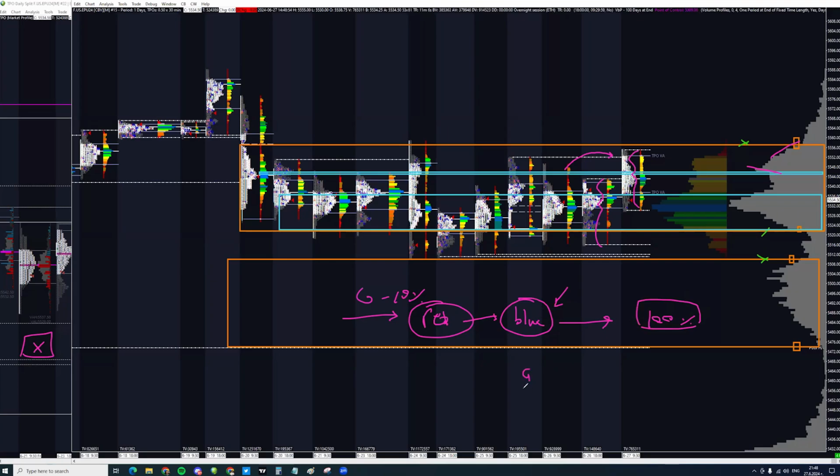Anything close to blue, green, or blue is very heavy volume. So I'm interested in very heavy volume because it shows us imbalance. Now, I'm not interested in very heavy volume at the POC. I don't want to see very heavy volume at the POC. But if I see very heavy volume that is not at the point of control, this creates an imbalanced area, just as we see here on today's session.